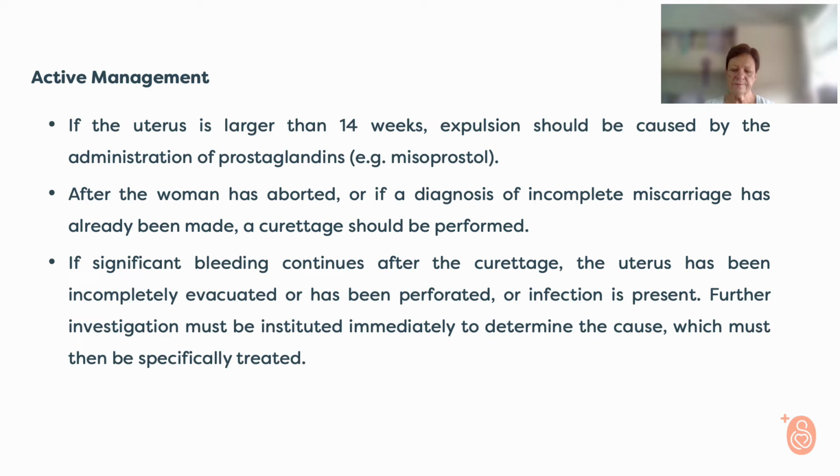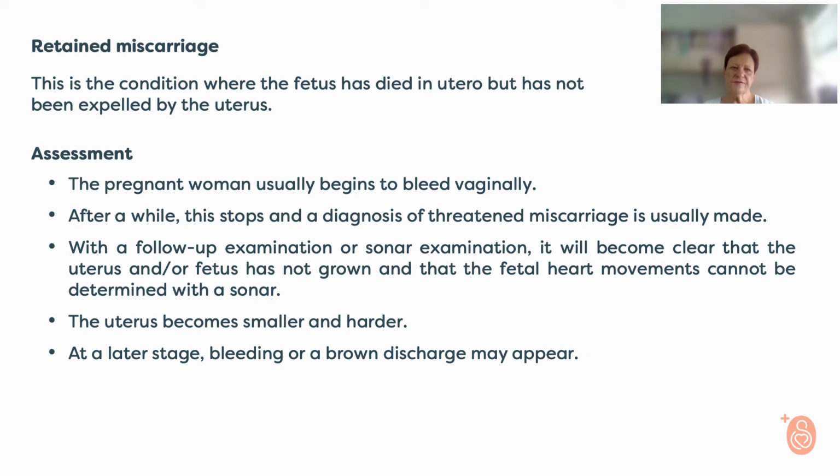Our next type of miscarriage is a retained miscarriage. Now, usually what happens here is the fetus died in utero, but has not been expelled by the uterus. So the woman had signs of pregnancy. She's a pregnant woman, and she might start bleeding vaginally. And after a while, this stops. It almost looks like a threatened miscarriage, and then the diagnosis of a threatened miscarriage is being made.